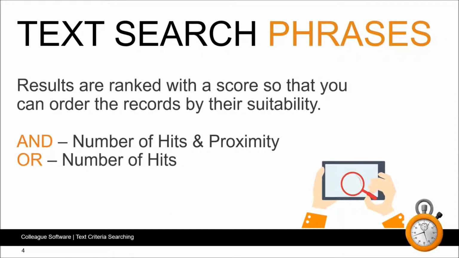On the topic of ranking, search results are ranked by a unique score so that you can order the records by their suitability. The score given to a record is based on its suitability to your search criteria, so this specifically factors the Boolean that you've used. For example, AND will look at hits, but also the proximity that the hits were together, whereas OR will purely look at the number of hits that are found on the CV.